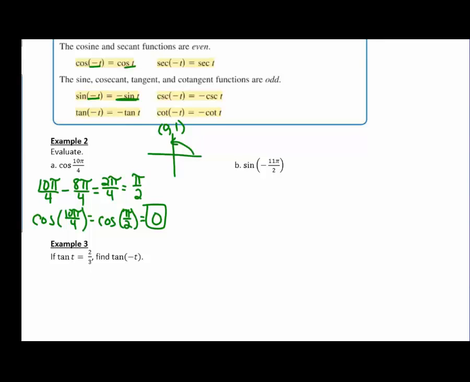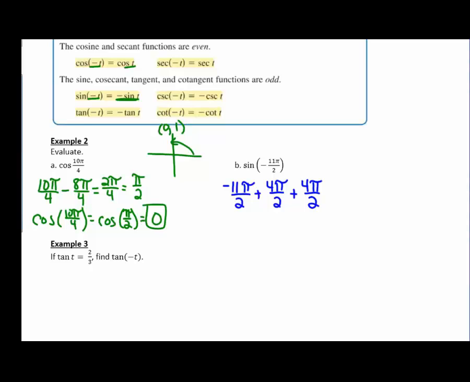So now let's take a look at sine of negative 11 pi over 2. Again, we need to find the coterminal angle. In this case, since it's negative, we're going to add. The first one we're going to add is 4 pi over 2. That's one full circle, but that's not enough to make it positive. So we'll add another one, 4 pi over 2. And so we have negative 11 plus 8.